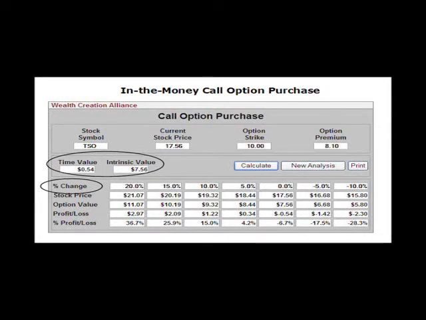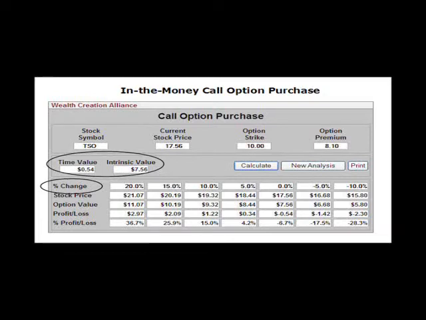Now the calculator will also calculate the time value and intrinsic value for the option. In this example, the time value for the Tesoro 10-strike call is 0.54 points, and the intrinsic value is 7.56 points. In this example, the 0.54 time value equates to only 3% of the Tesoro stock price of 17.56.